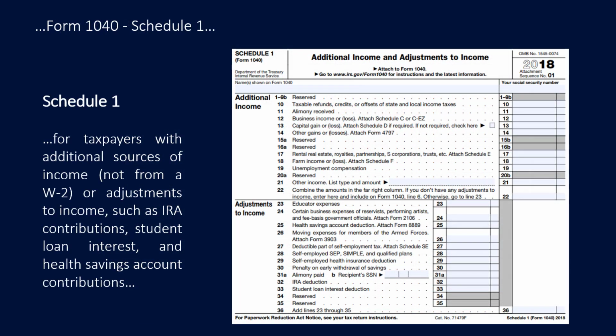Let's take a look at Form 1040, Schedule 1. Now, Schedule 1 is for taxpayers who have additional sources of income, not from a W-2, or adjustments to income, such as IRA contributions, student loan interest, and health savings account contributions. And remember, on the 2017 1040, these amounts were right on page 1. But now we have a new schedule, Schedule 1.